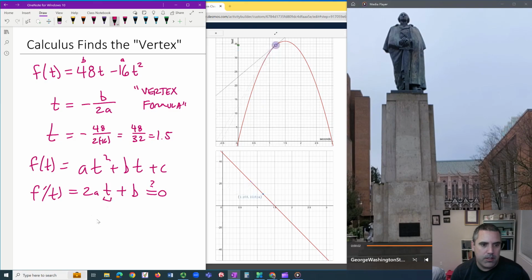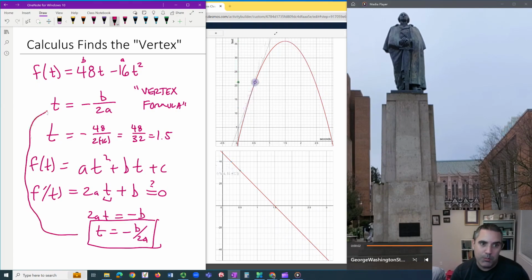If you solve for t, notice what you get. You get 2at is negative b. You get t is negative b over 2a. And the student said, oh, my mind was blown. I never really thought about that. I always say this, but this is where this comes from. There is no vertex formula without a bit of understanding of calculus. I guess there's probably other ways you could think about and derive it.